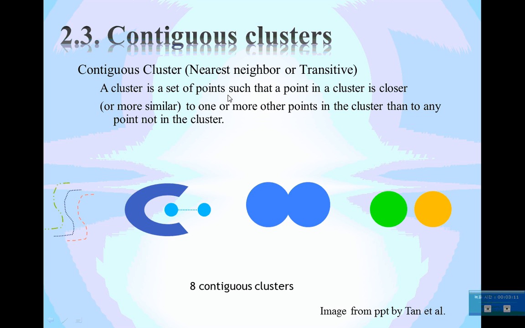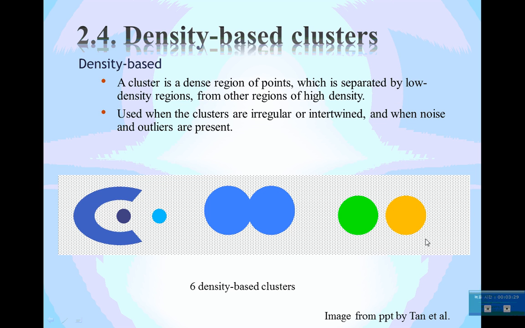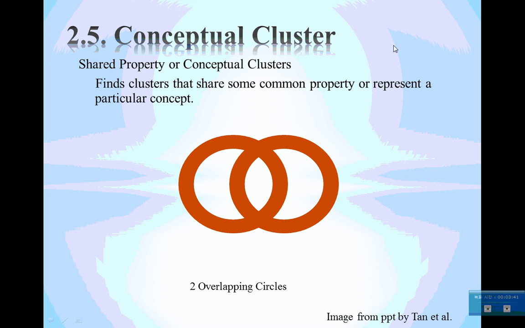And here are continuous clusters, with some special shapes. Here the density is very high, like this. And these are density-based clusters, and from the name we can easily understand. And here are conceptual clusters, where there are some common properties, but also some special properties.